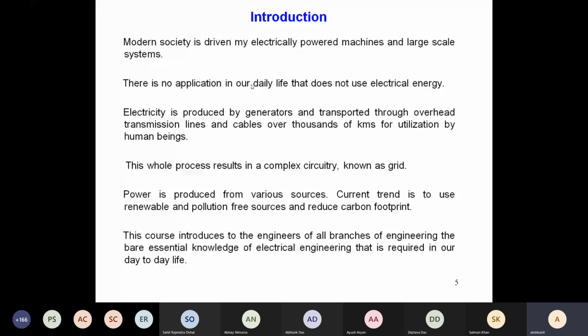Now, this whole process, once we have so many circuits, basically the electricity has to be conducted through circuits. You need wires to conduct electricity. So it basically results in a very complex circuitry, which is known as a grid. And so once it is a complex circuitry, any problem in the circuit is going to affect your services.